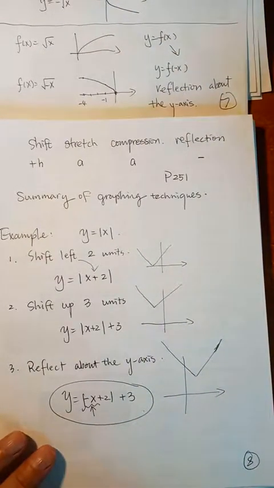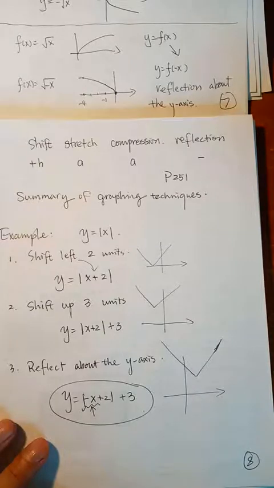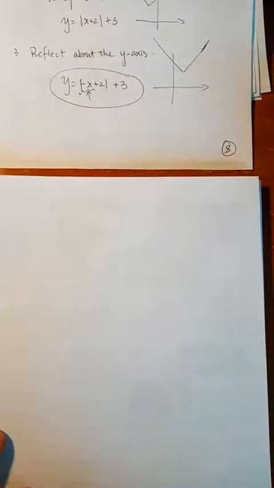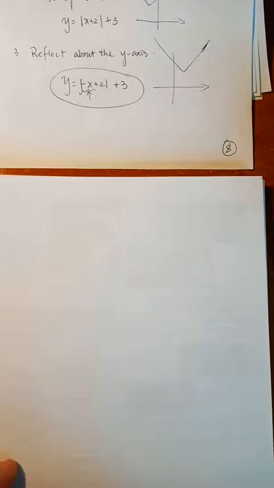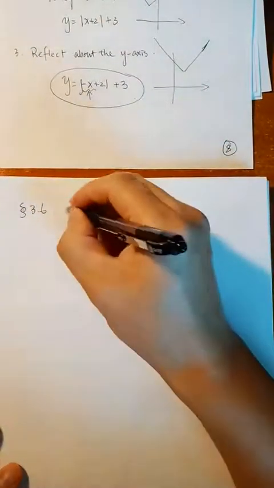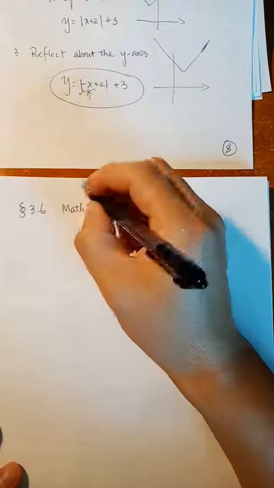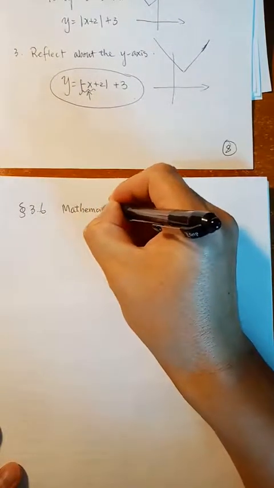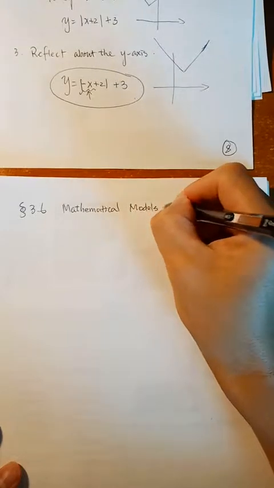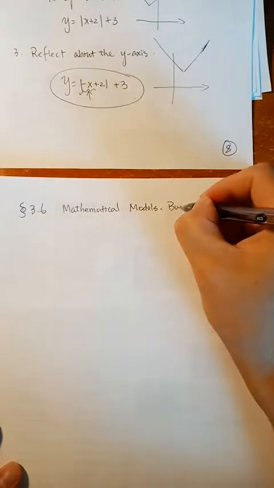3.5 graphing part. And now let's do section 3.6, mathematical models, building functions. So we studied a lot of functions. Now let's try to use a function to study some problems from geometry, physics, and real life. Okay? Section 3.6, mathematical models, building functions.